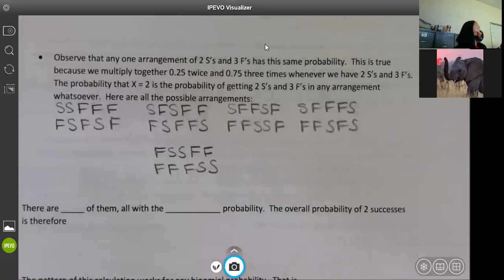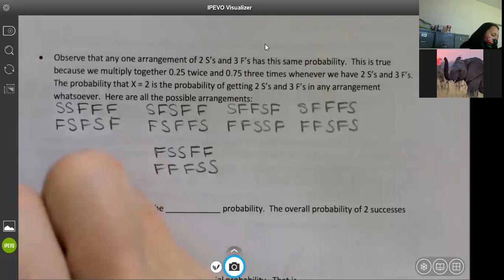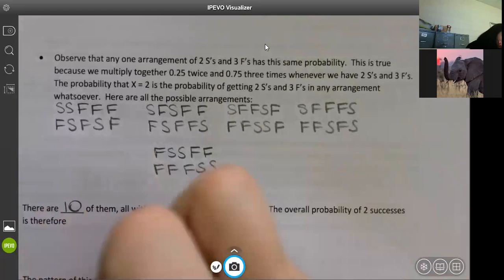And I know it's tedious to write them all down. We won't do it anymore now. Okay, this is the last time you have to do that. But what it's getting at is, how easy would it be for you to write this down? You're probably going to miss something somewhere, right? Okay, so we're going to make it a little bit easier for you. So there are 10 of them, all with the same probability.